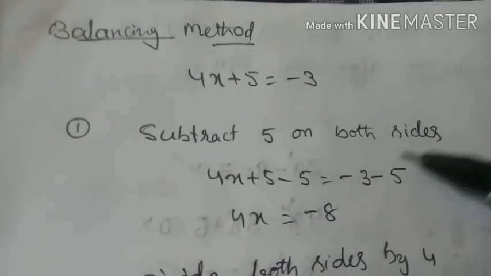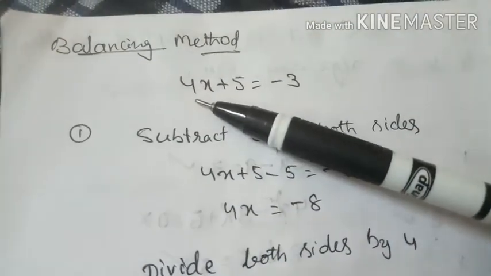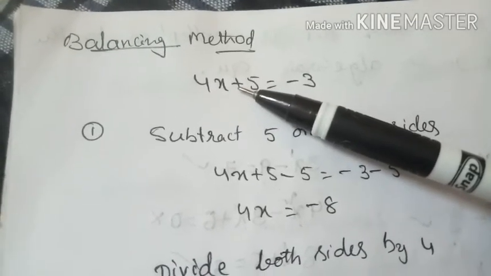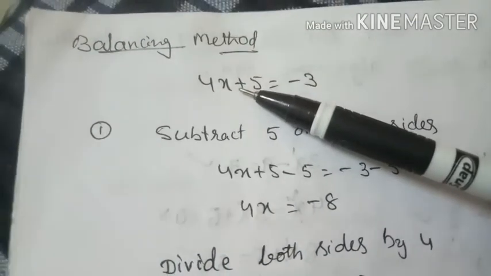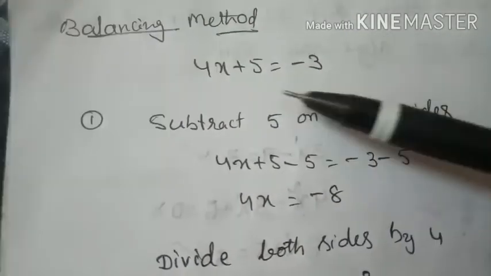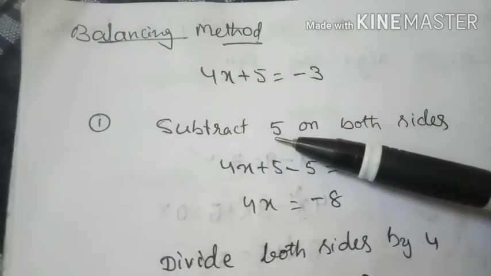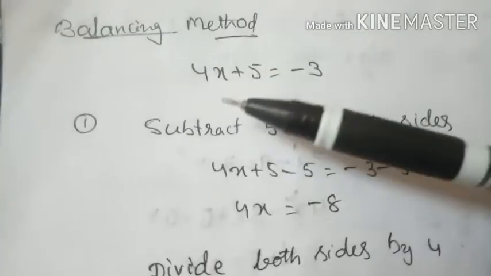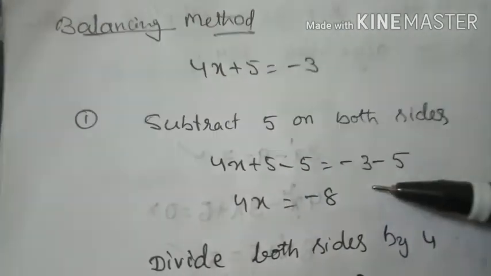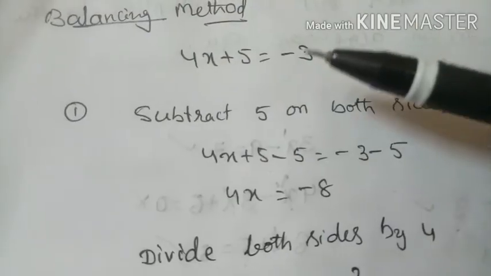So now 4x plus 5 is equal to minus 3. Here it is not possible to divide by 4 directly. So what is the first operation we have to do? Here the first operation is plus, so we should use the inverse operation. What is the inverse operation of plus? Minus. So that means subtract, what is the number? 5. Subtract 5 on both sides. That means 4x plus 5 minus 5 is equal to minus 3 minus 5. Whatever you do, you should do on both sides.